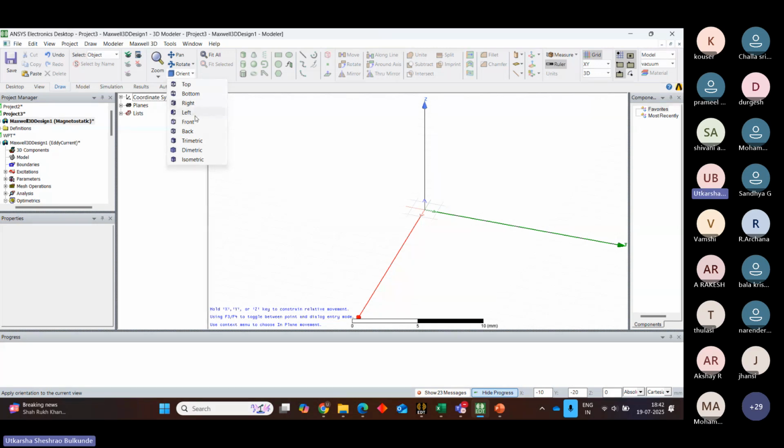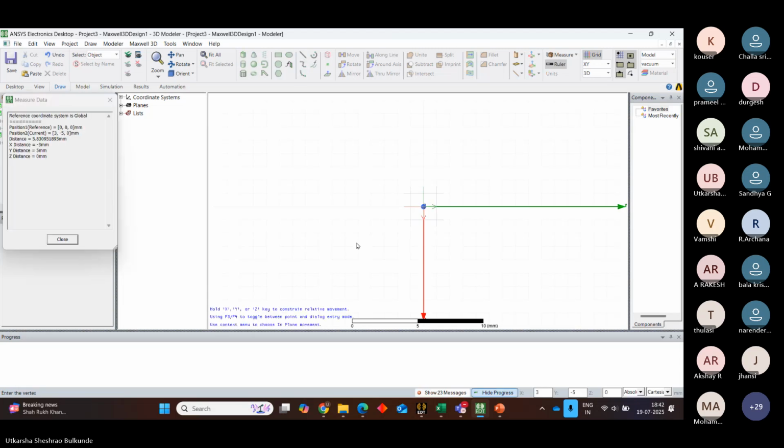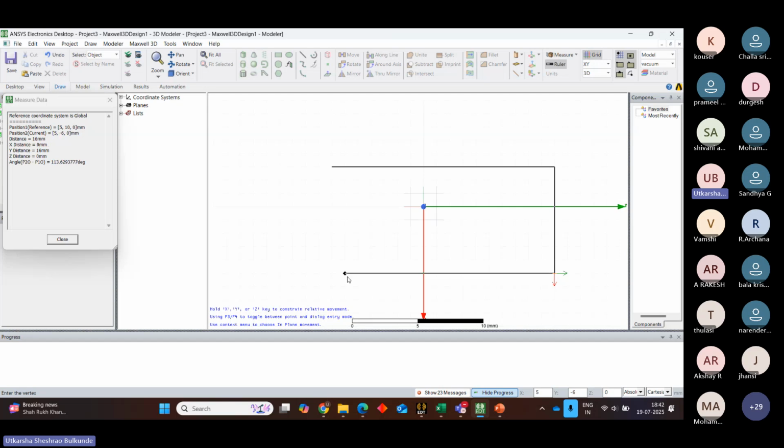So second, you can draw a line. For drawing a rectangular coil, you can draw a spiral structure like this.